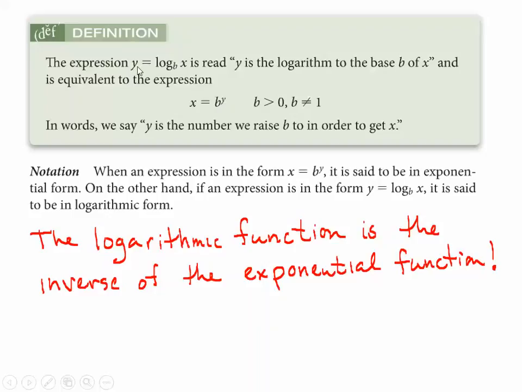So the expression, there it is right here. It's y equals log base b of x, which is read: y is the logarithm to the base b of x. And it's equivalent to this right here. This is the form that we want to use. So y equals log base b of x is the same as this one, but now solved for y. Cool. Okay. So, does this make sense?